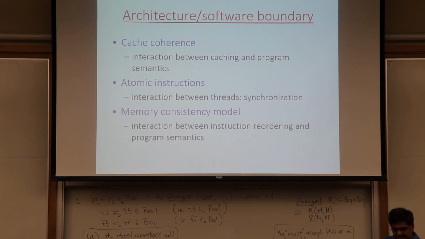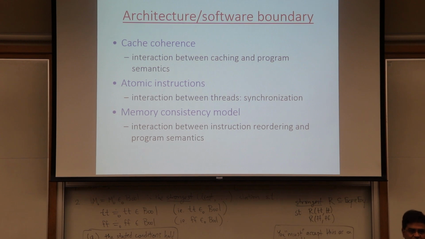Atomic instructions essentially mediate interactions between threads. Since these threads are all executing in parallel, every once in a while you need to make sure that they're coordinated, right? So they don't step on each other. So this is called synchronization, and atomic instructions are a way of implementing this synchronization between cores.